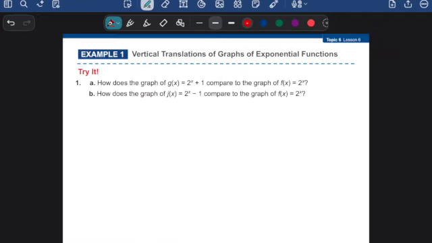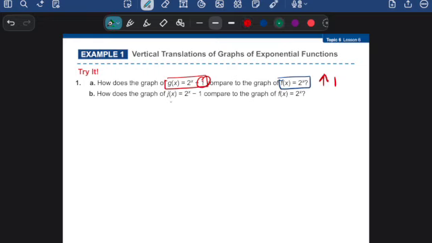Try it number 1. How does the graph of g of x compare to the graph of f of x? So again, we're comparing to the parent function. So this is my parent function. How does g of x compare? Okay, well, what's the change? I have a change outside my parentheses. I have a plus k, so that means I'm shifting up 1. That's it. I just shift the whole graph up 1.